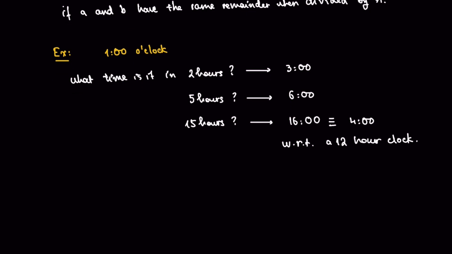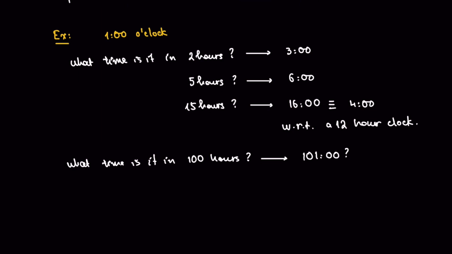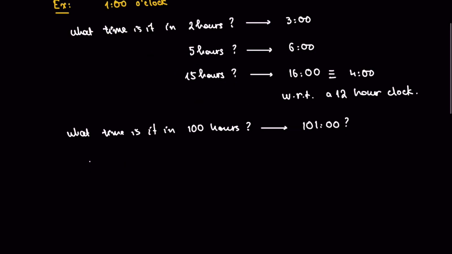So let's say you ask the question, what time is it in 100 hours? Is it going to be 101 o'clock? The explanation is that when you take 101 and divide it by 12, you get an integer quotient and a remainder. And that remainder is the result that you're looking for, which is 5 o'clock. So 101 divided by 12 gives you 8 with remainder 5.